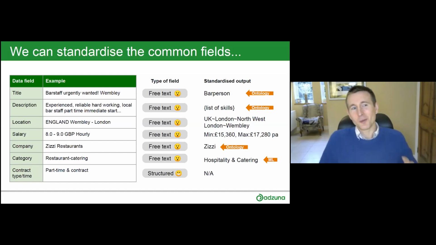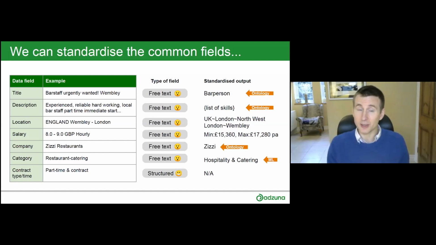So really, that's almost like a core message of this first talk: with a bit of work, a bit of data science, not a huge amount, but a lot of processing, because there's lots of ads, you can basically tidy these up and standardize them. So if we look at that title, we can standardize that to bar person. And to do that, you need a bit of tech. You need to be able to strip out the stuff that's not relevant.